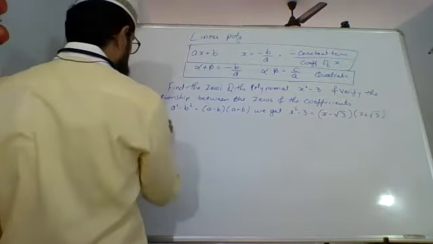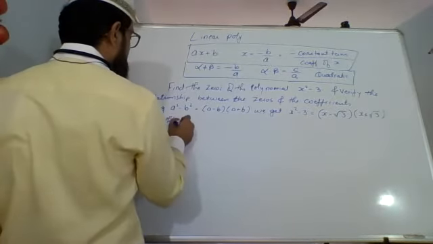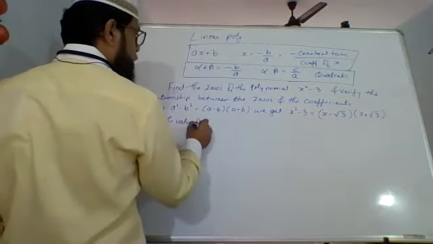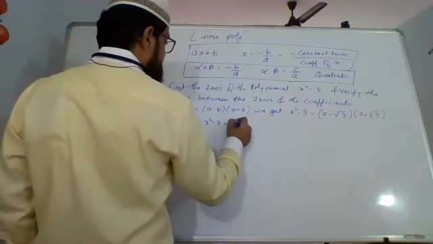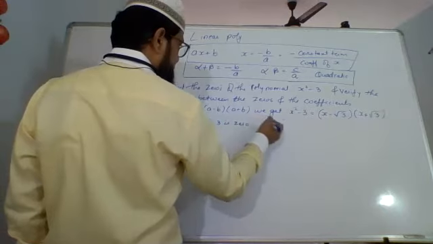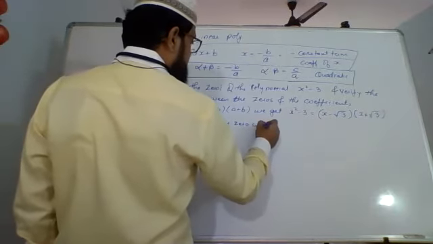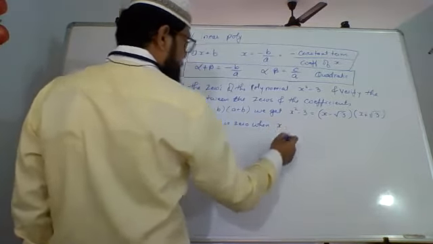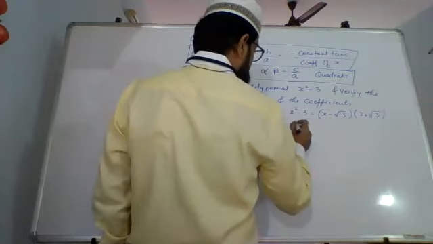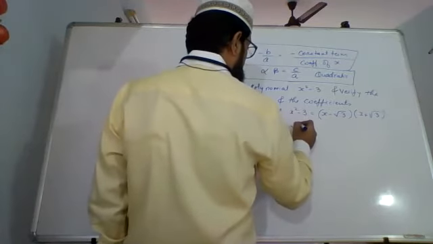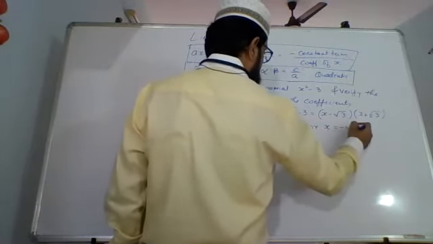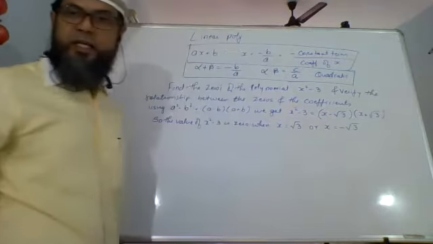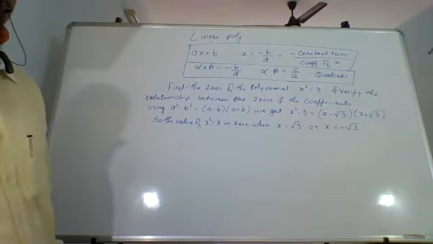So, the value of x square minus 3 is 0. That is when we have to find the zeros. When x equals root 3 or x equals minus root 3. How did I get that? x equals root 3 or x equals minus root 3?